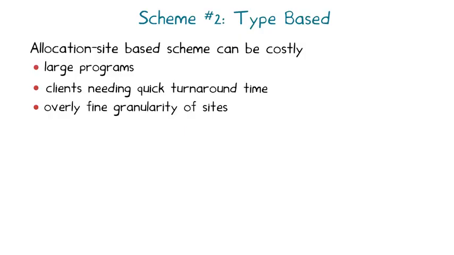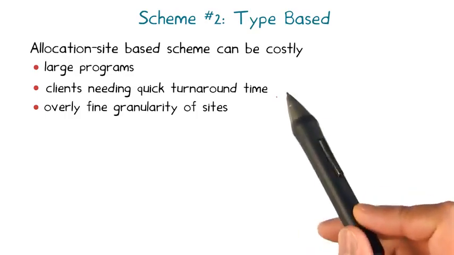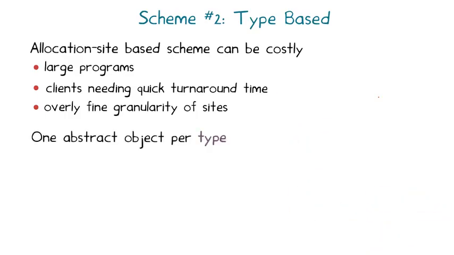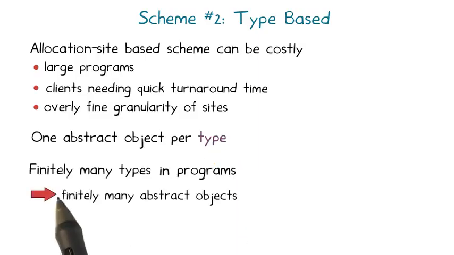The type-based heap abstraction scheme is a cheaper scheme that can be used in such situations. This scheme partitions concrete objects based on their type instead of based on the site where they were created. In other words, each abstract object under the scheme corresponds to a separate type. Since there are finitely many types in a program, a pointer analysis using this scheme is guaranteed to result in a finite number of abstract objects in the constructed points-to graph.